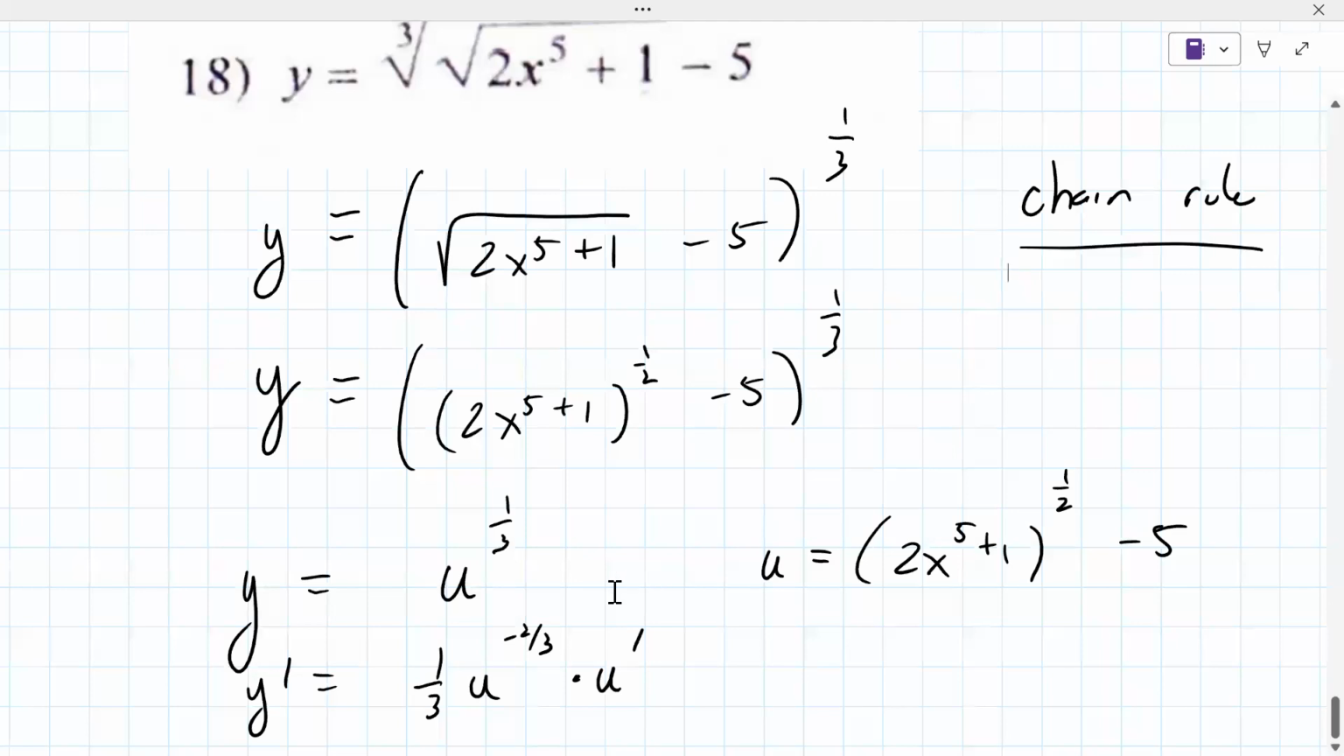I don't want to make it too easy, but at some point we need to. I don't even know what to suggest. These are all more difficult. 18, 19, 20, and 21 are all pretty difficult chain rule problems.